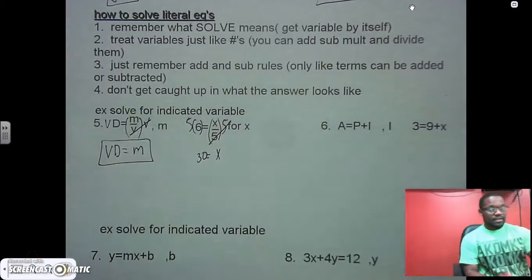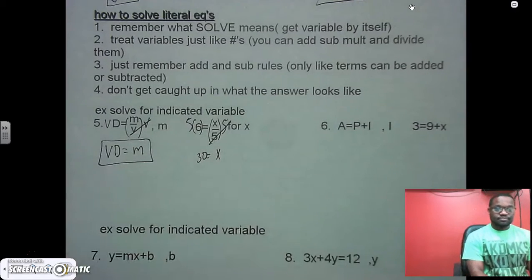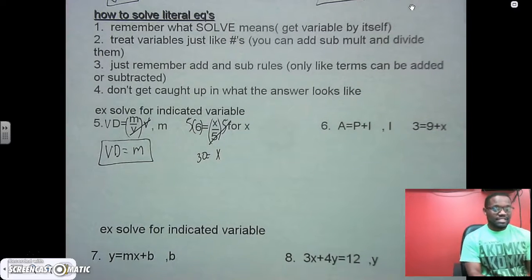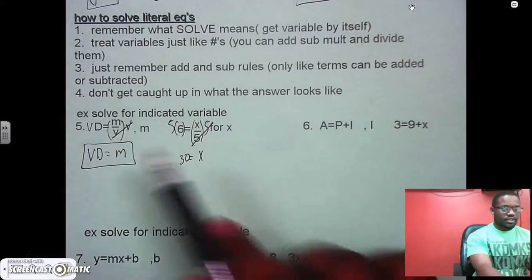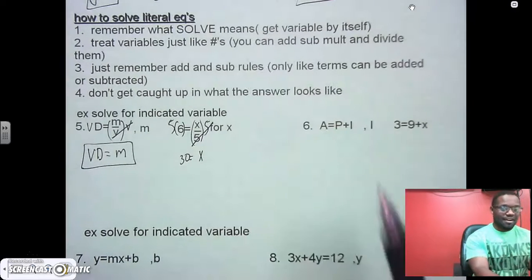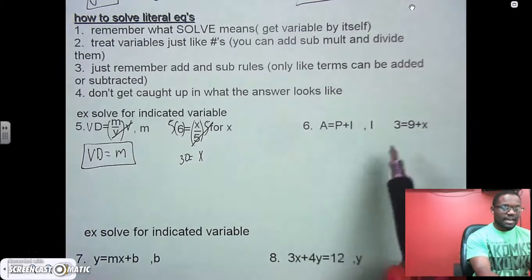But anyway, v d equals m. So I treated my v just like a 5. It's a number, so it represents a number. Let's look at number 6. I don't know why this started at number. Oh, yes I do. A equals p plus i.